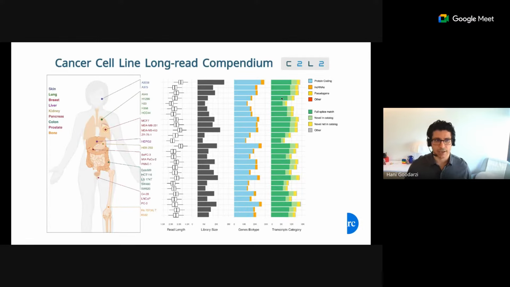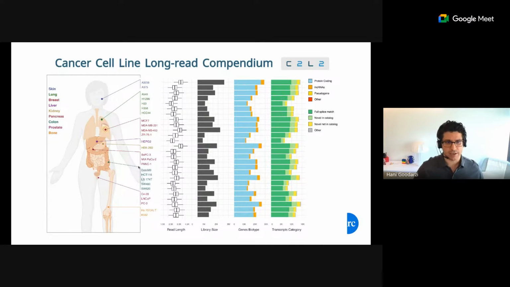So we created this compendium that we call the Cancer Cell Line Long Read Compendium. We bought a Sequel2 instrument a long time ago, and we have been putting it to good use, basically looking at the transcriptome for cells from different organs. These are all cancer cell line models, so they are coming from different tumors, but tumors from different tissues of origin. So from skin to lung, to breast, to liver, and so on and so forth.